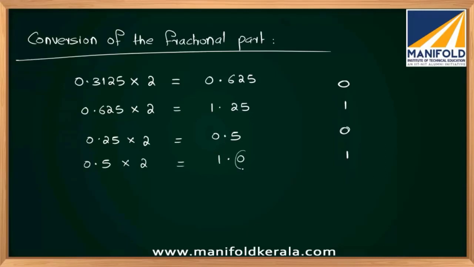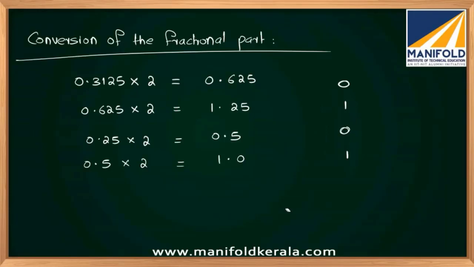Once the fractional part is 0, you can end the process there. Once the fractional part becomes 0, you can actually stop the process, because if you multiply it by 0 again, you're going to get 0 only. You're repeatedly going to get 0. So there is no point in continuing. So you have to stop here.